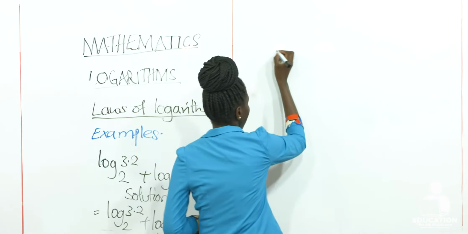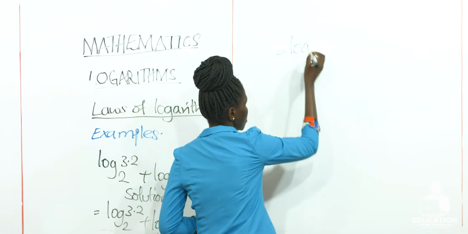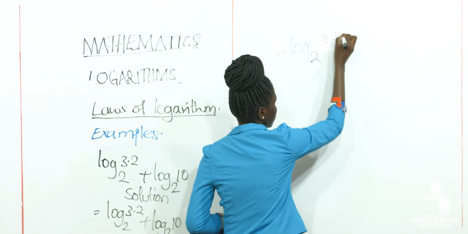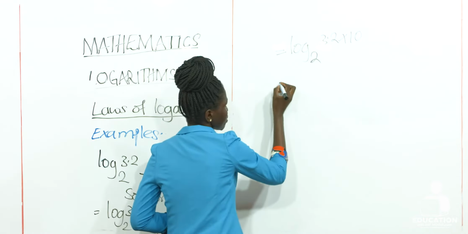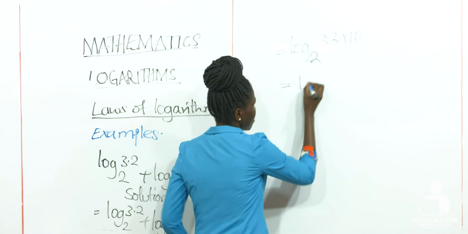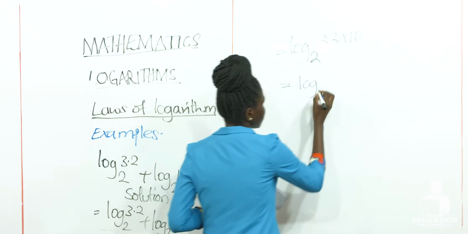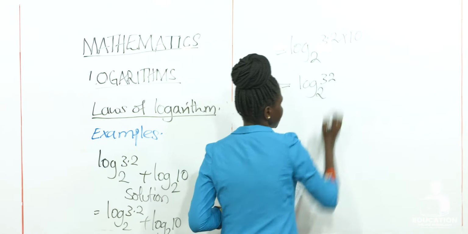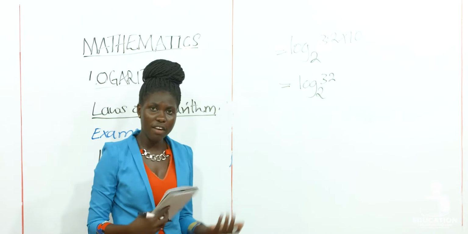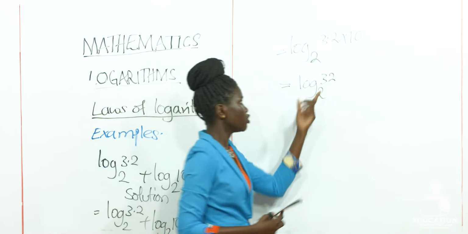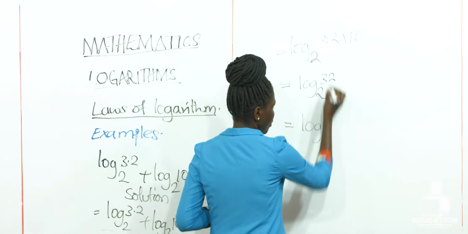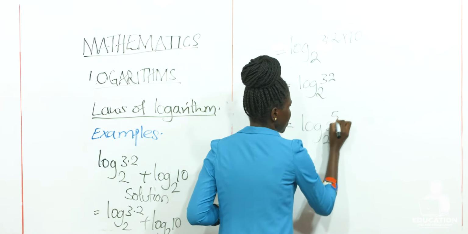So with this, we are going to apply the first law, which says when adding numbers of the same base, we multiply. So we're going to multiply 3.2 times 10. When you multiply this, the 0 will remove the decimal, and we shall have log 2 32. 32 can be simplified further. You can factorize it into simple terms using 2. When you factorize 32, you will have 2 to power 5.